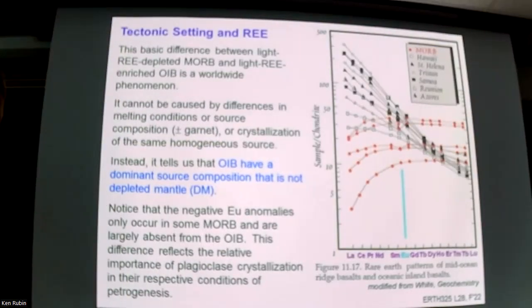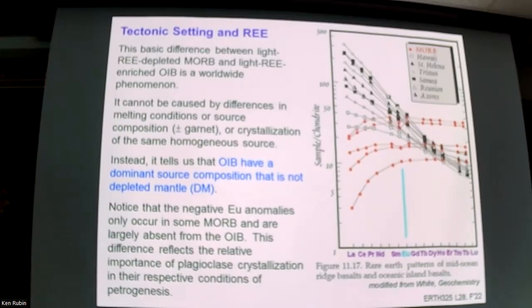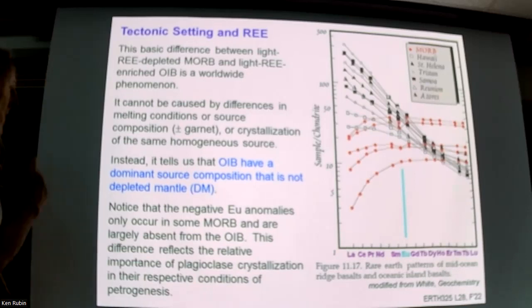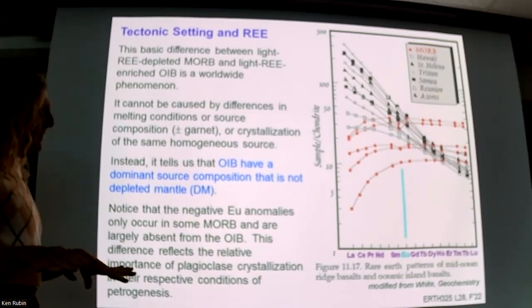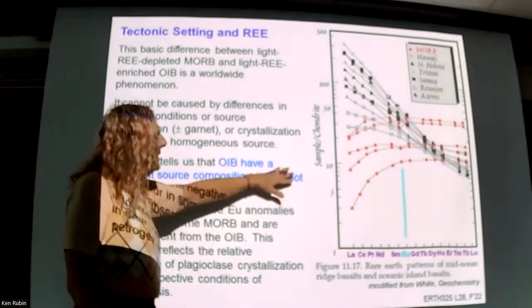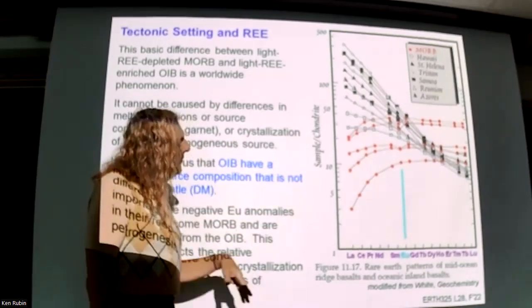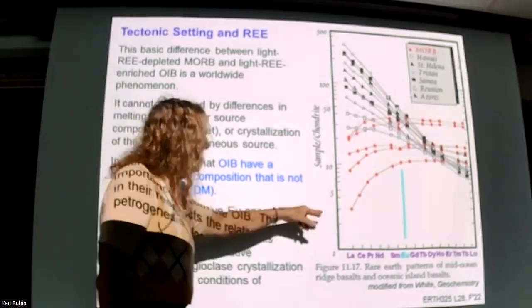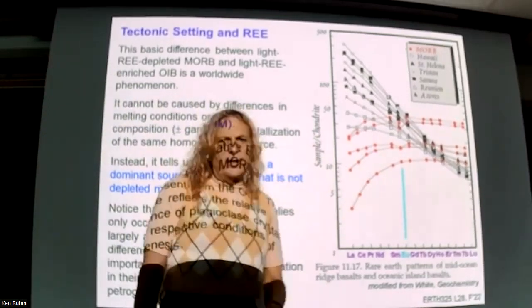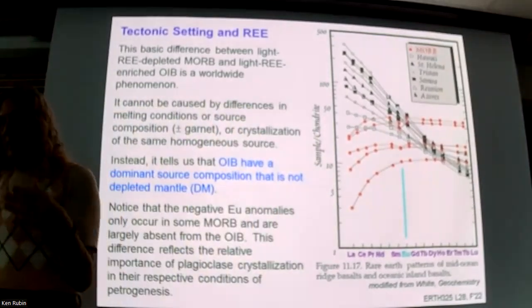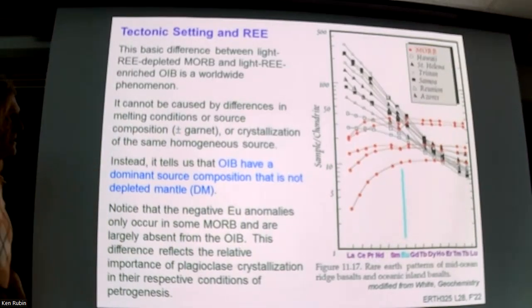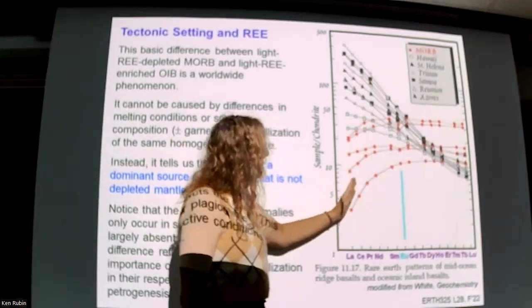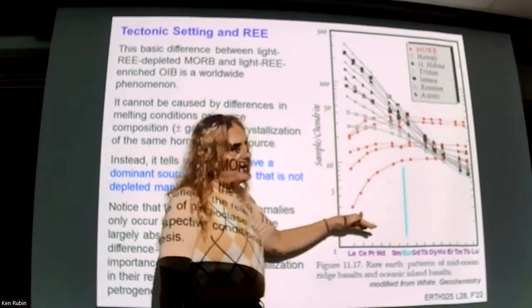Okay, so here are some data. This is, again, from the book. These are some characteristic patterns of rare earth elements, again, normalized to chondrite. The red lines are mid-ocean ridge basalts, okay? So you can see there's a variety of concentrations here that could have to do with the relative amount of melting that happened in each one of these cases, but they all share this light rare earth element depletion, right? So these lines are just sort of shifted up and down.